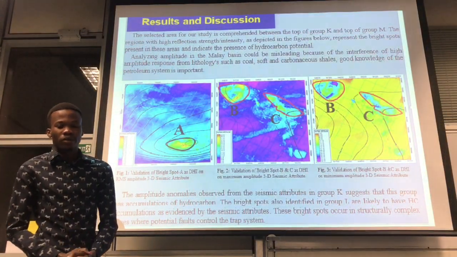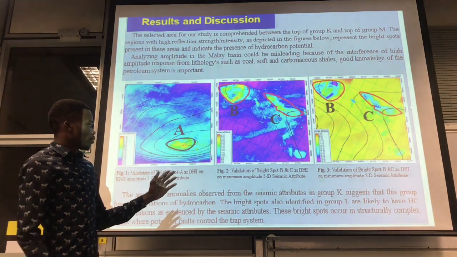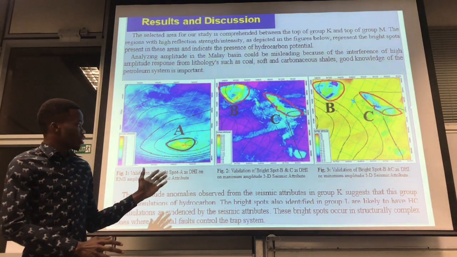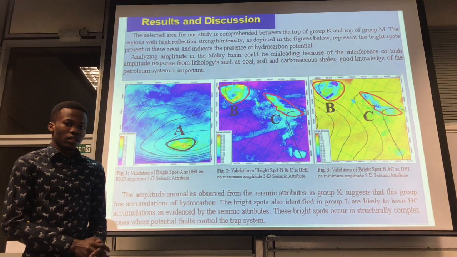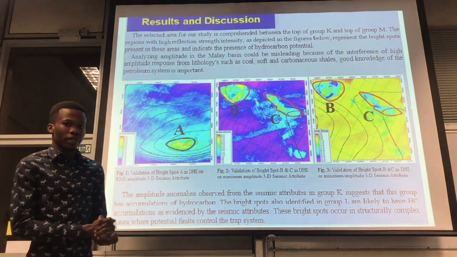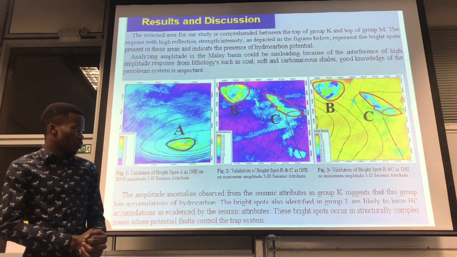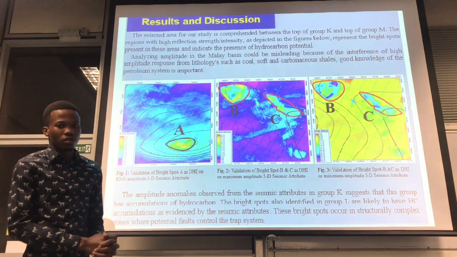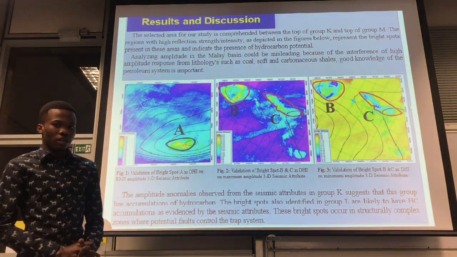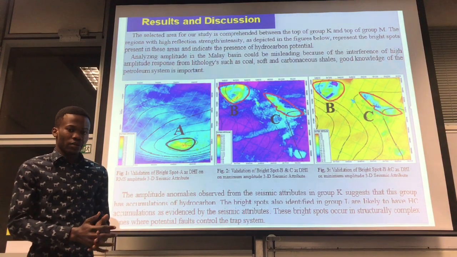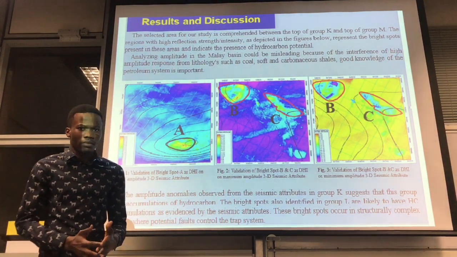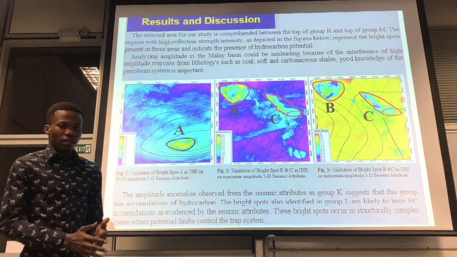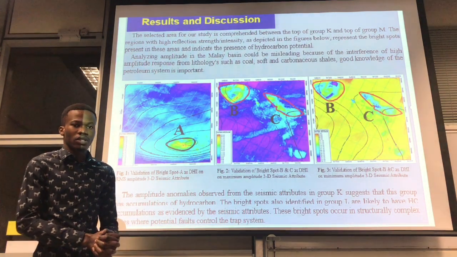As mentioned earlier by my colleague, we managed to identify bright spots by using the seismic amplitude attributes, and these bright spots are found in group K and group L of the Malay Basin. Hydrocarbon accumulations could be found in these groups, as suggested by the amplitude anomalies that occur in group L and also in group K. The idea of having hydrocarbon in the Malay Basin is also supported by the presence of very complex structures, and also a potential fault system that controls the trap system.